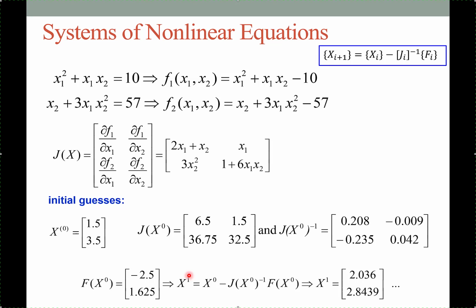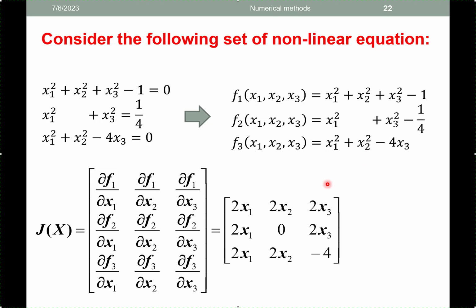In this case, in terms of the iterations, j would be equal to 1, and in the initial guesses, j is equal to 0. So this vector of initial guesses, 1.5 and 3.5, minus the Jacobi inverse multiplied by the f vector, which is basically the functions at the initial guesses, we will get the estimate of the solution for x1 and x2 in this nonlinear equation as 2.036 and 2.8439. And basically, we continue this until we converge.